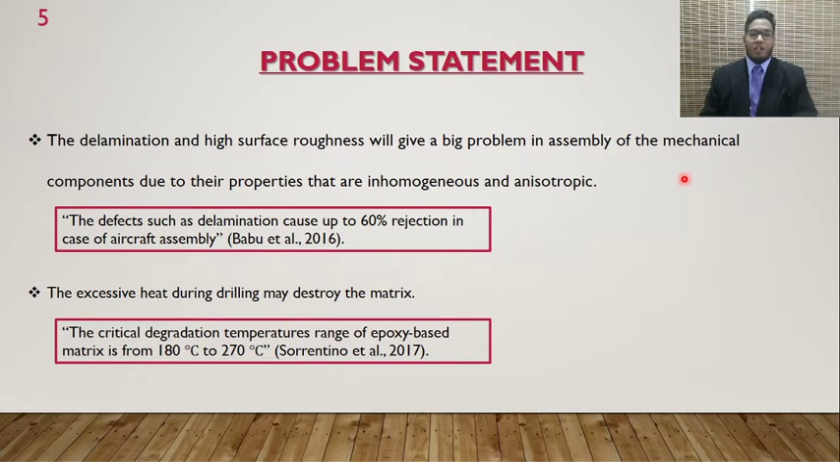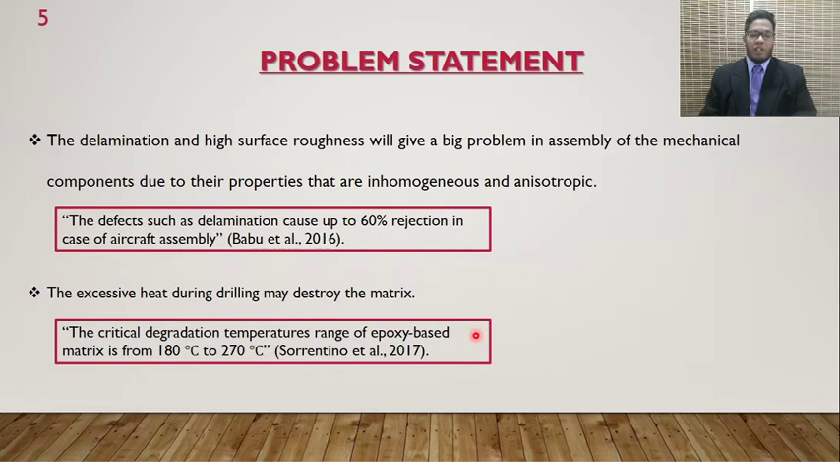NFRP composites have characteristics that are inhomogeneous and anisotropic. These characteristics will result in delamination and rough surface when drilling, and it will give a problem in assembly of the mechanical components. It was reported that defects such as delamination cause up to 60% rejection in case of aircraft assembly. During drilling, the excessive heat may destroy the matrix.